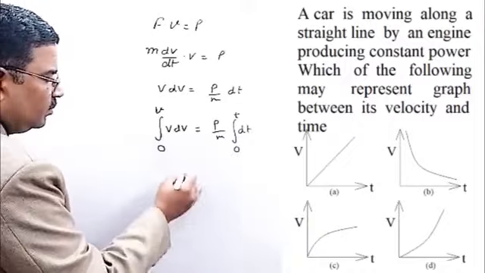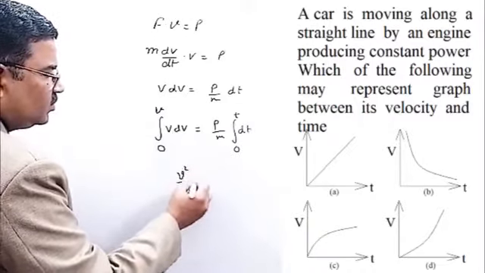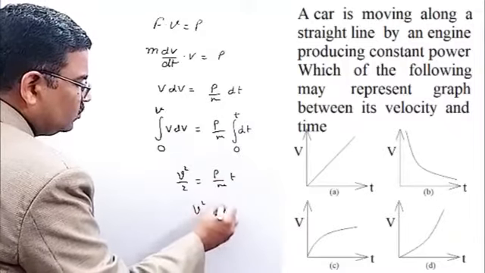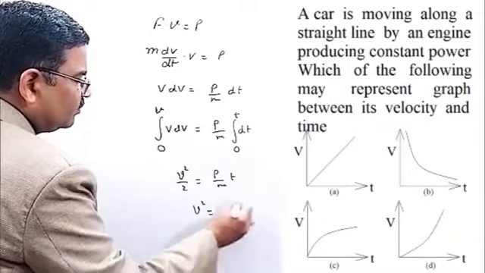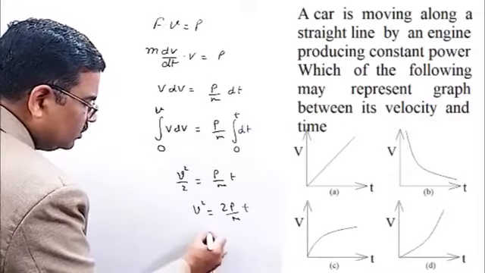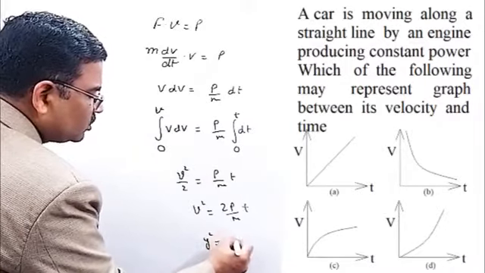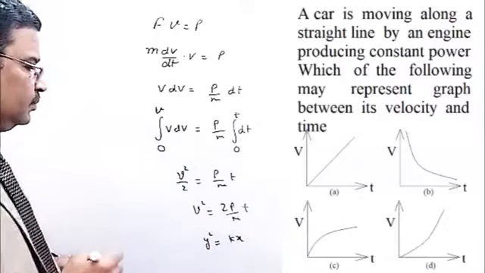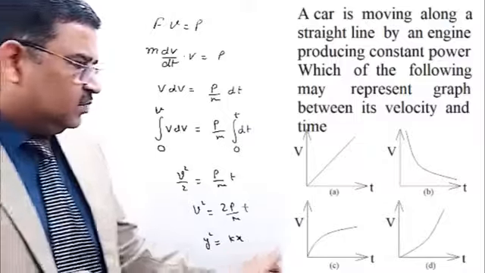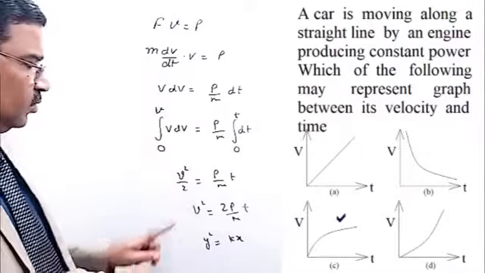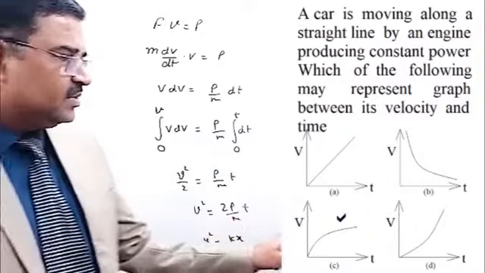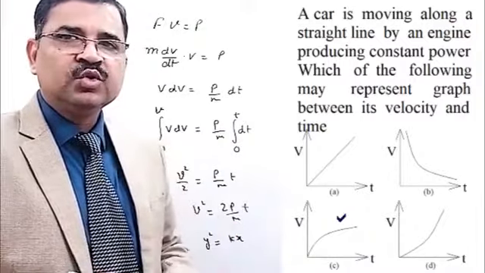Now on the left hand side, it will become v square by 2. It is p by m times t, so v square is equal to 2p t by m. Now this relation is equivalent to the relation y square is equal to some constant quantity into x. Now the graph of this type of equation matches with the C option. Therefore, the relation between velocity and time is correctly represented by option C. So this is our final answer.